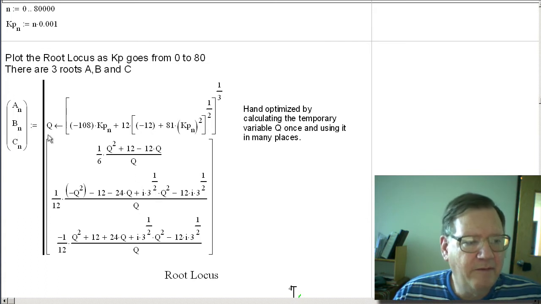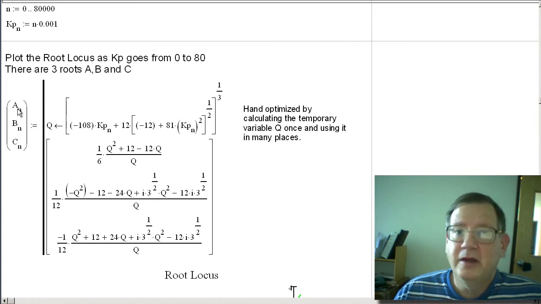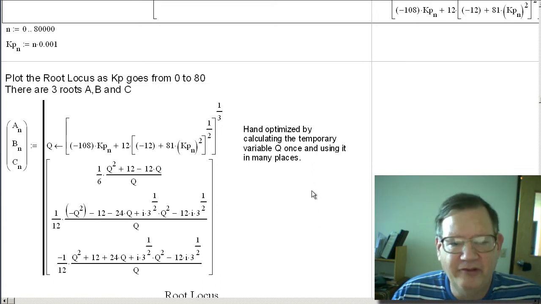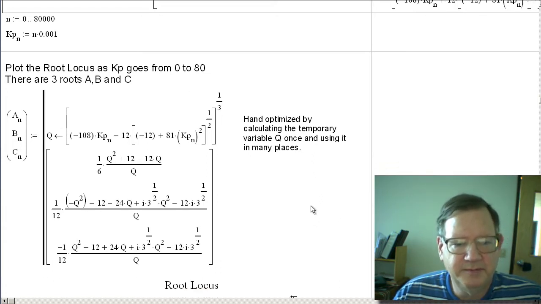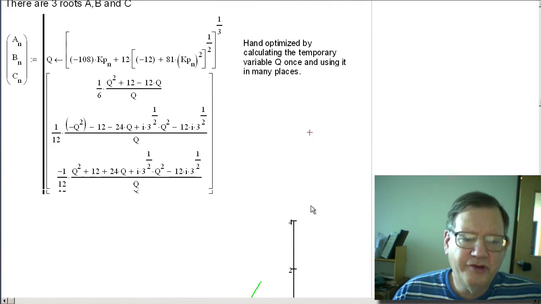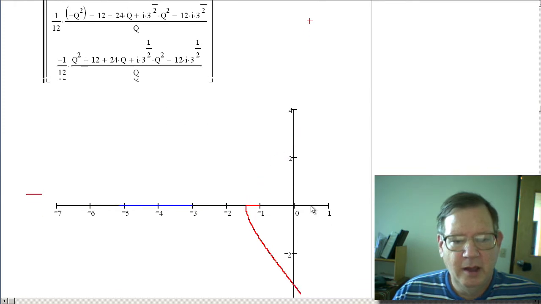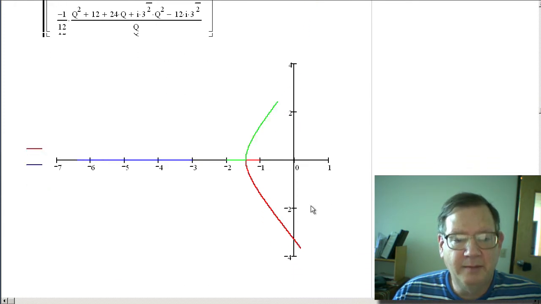So now I have symbolic formulas for all 3 poles, A, B, and C, and I'm going to iterate kp from 0 to 80 in steps of 1,000ths. That way the curve looks smooth. So when I do that, I get a nice plot.